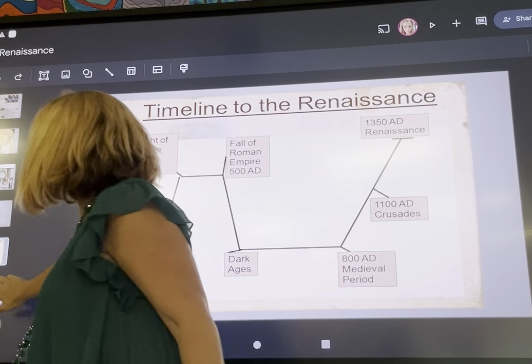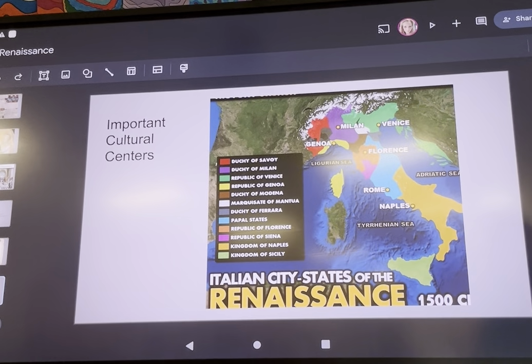Here's the map of the city-states. We've talked in here about where people have traveled. Try to think about all of these as separate. And we talked a little bit about dialects. All of these would have separate dialects.